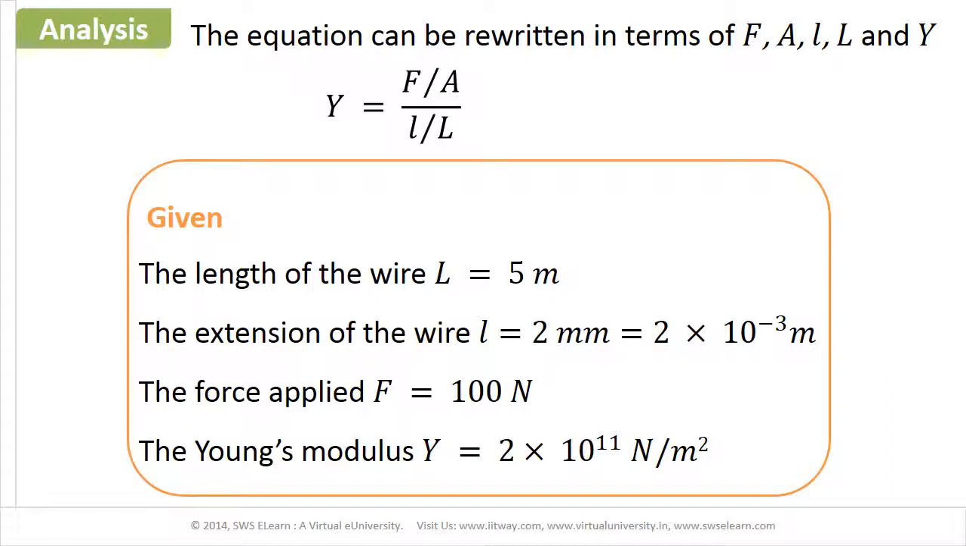The equation of Young's modulus involves in all 5 variables. Hence, substituting the values of the 4 variables given in the problem into the equation, we get the value of the 5th variable, namely the cross-sectional area of the steel wire. From this area, we can find out the diameter of the wire.